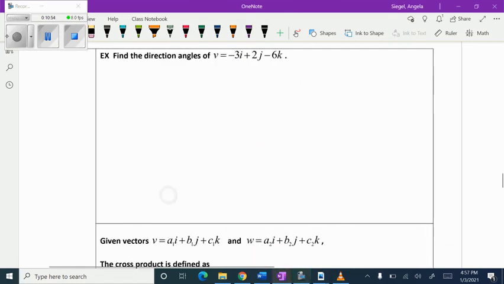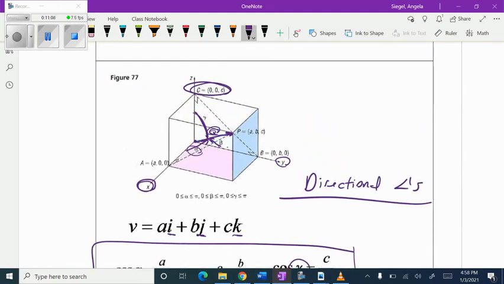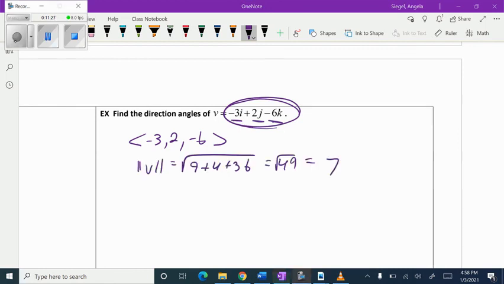Okay, so let's do this example. Find the directional angles of V equals negative 3I plus 2J minus 6K. Think about directional angles, what they're asking. They're asking for these angles. So the first thing that we're going to do is find the magnitude. Think about this as just the vector negative 3, 2, and negative 6. We're going to find the magnitude of that, which you can totally do. And it comes out as a nice answer, 7. So this will make our answers really nice.